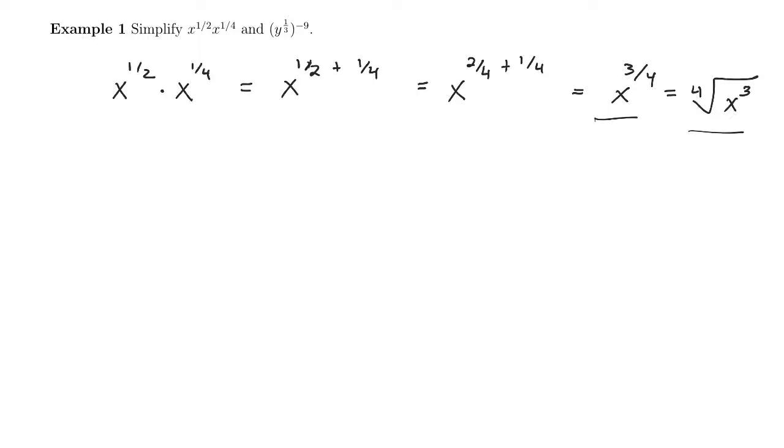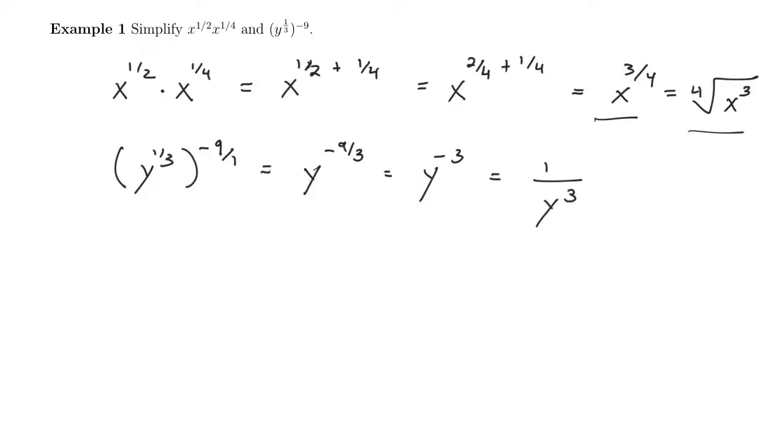And our other big rule was, okay, if we have y to the 1/3 and we raise that to the -9th, here we're actually going to multiply the two exponents together. So that's going to be y to the, let's see, 1/3 times -9 is -9/3, which simplifies to y to the -3. And if we have a negative exponent, I'm going to always write them so they are positive by placing this in the denominator. So y to the 1/3 all to the -9th power reduces to 1 over y cubed.